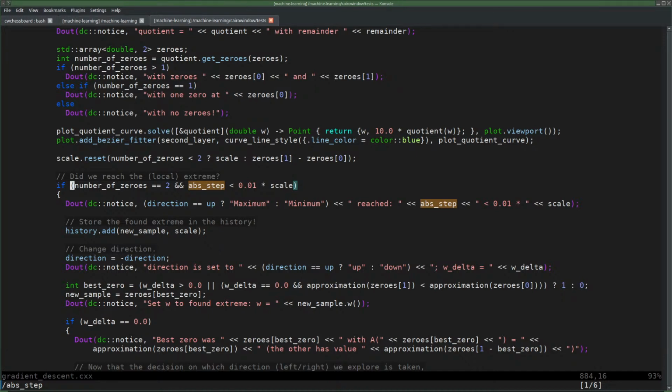The reason I only want to go into this scope while the number of zeros equals 2, that's the zeros of some parabola that I calculated there, is because I'm trying to find the best zero here, the best of the two.